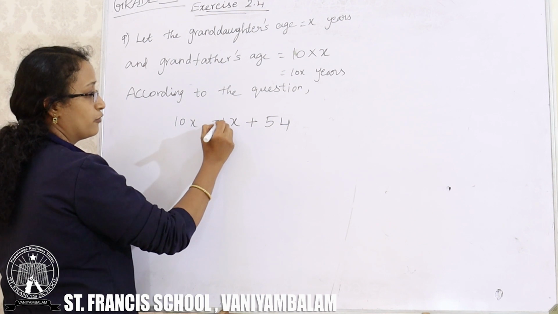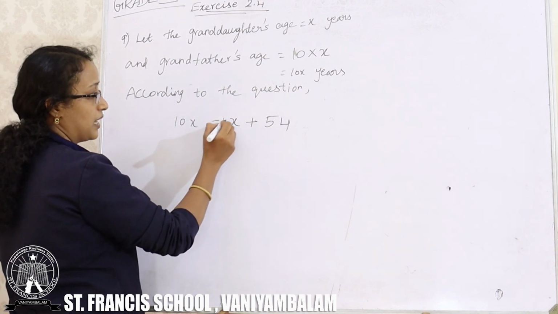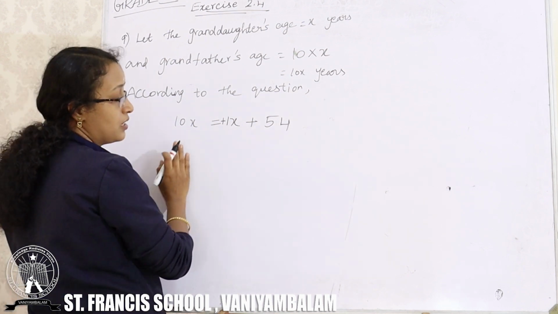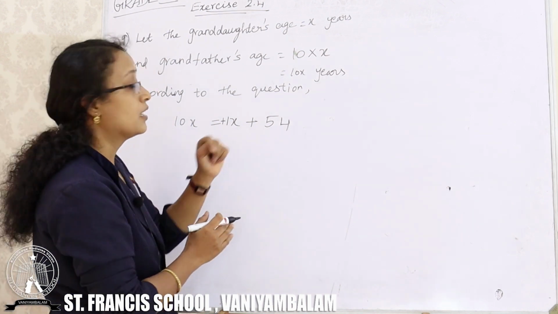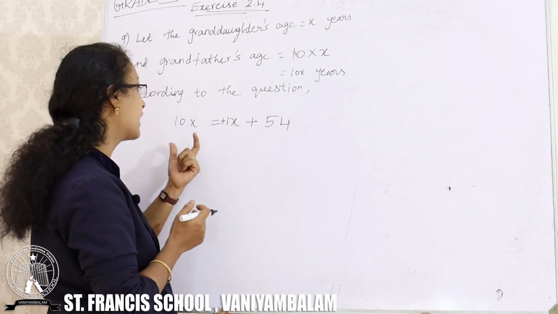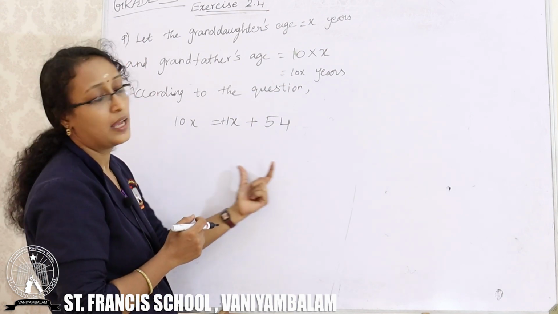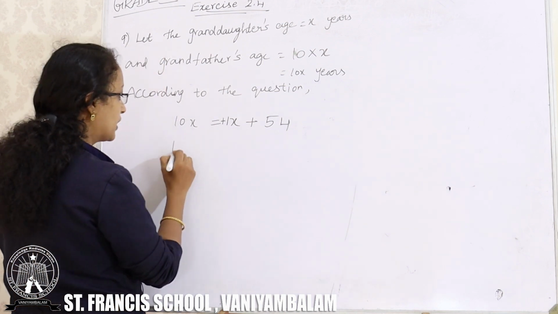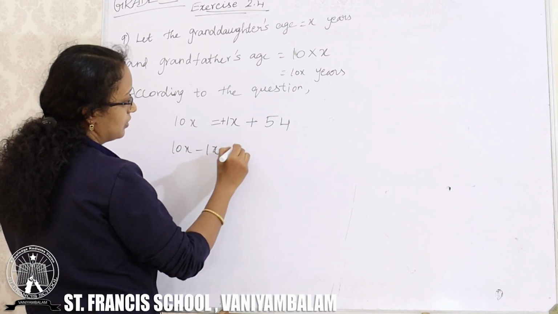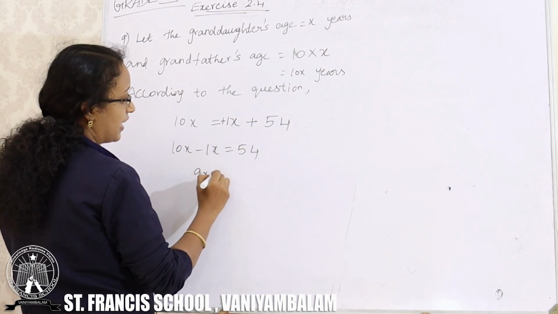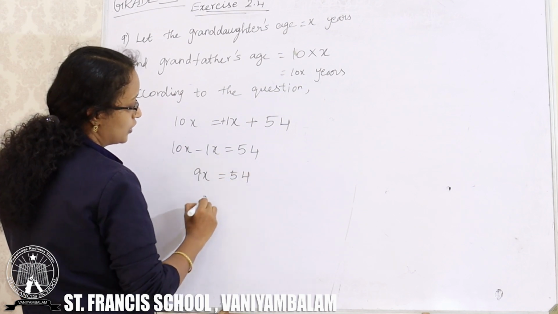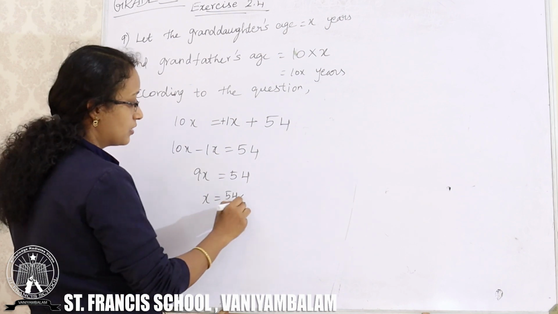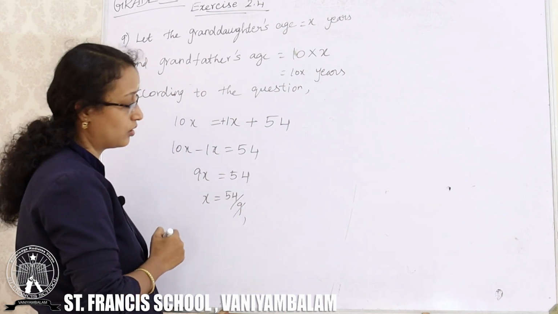The coefficient of x on the right is 1. You can take this plus 1x to the left hand side. So 10x minus 1x is 54. You will get 9x is equal to 54, and 9 and x are in multiplication. When it comes to the other side, it becomes division. So x is equal to 54 divided by 9.